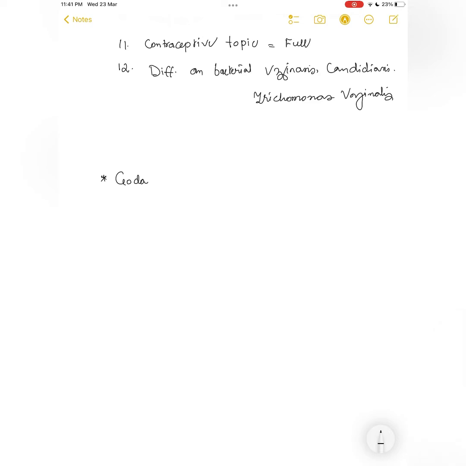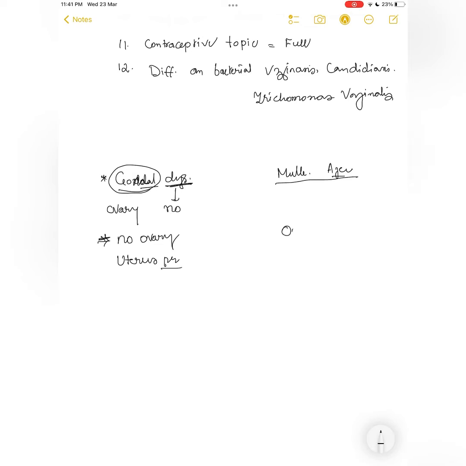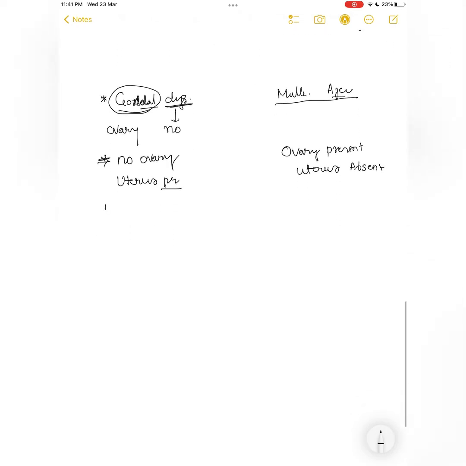So this is about gonadal dysgenesis and Mullerian agenesis. In gonadal dysgenesis, gonad means ovary, dysgenesis means no ovary, so uterus is present. Mullerian agenesis should be the opposite: ovary present, uterus absent. In case of gonadal dysgenesis, there are 3 diseases.